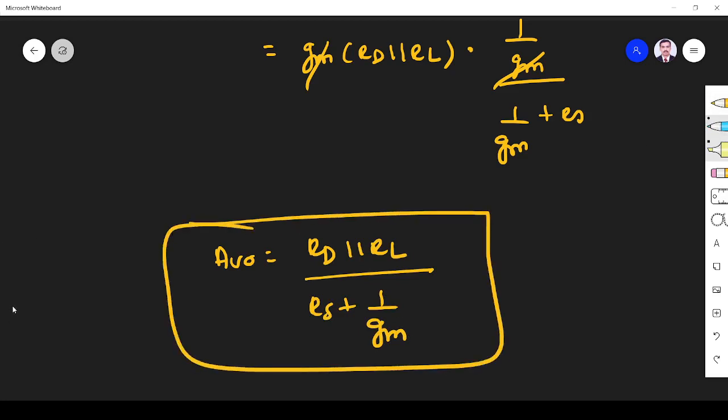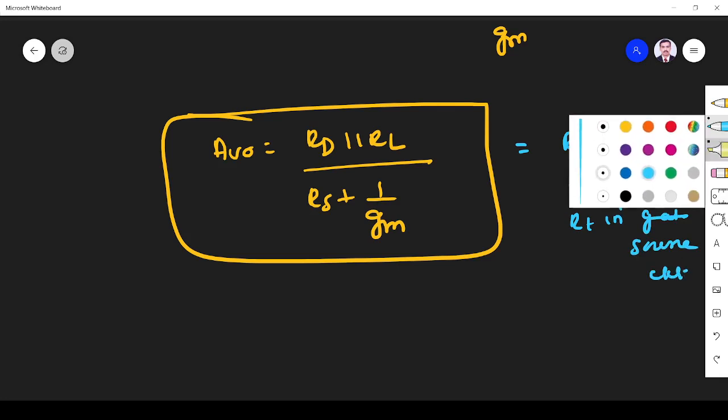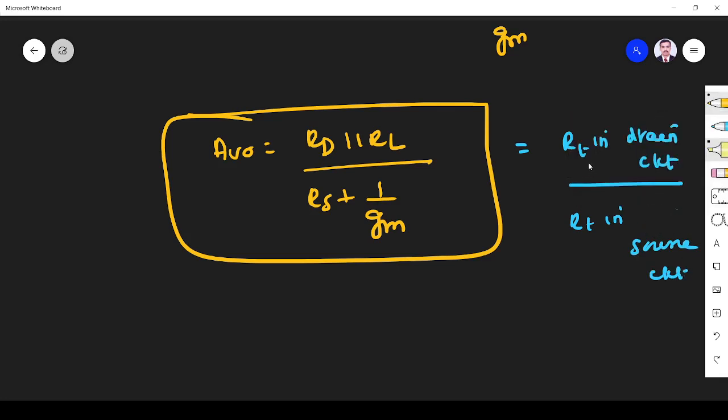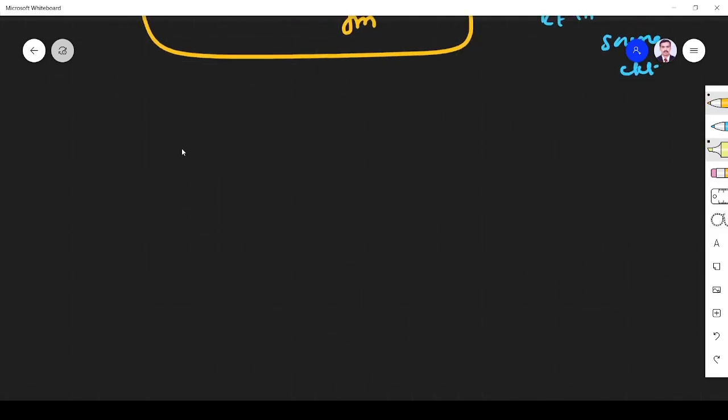Here you see the overall voltage gain. RD and RL both are resistances in the drain circuit, so this is the total resistance in the drain circuit. Rs is on the input side, and 1 by Gm is also on the input side, so it is the total resistance in the source circuit. So simply, voltage gain is the ratio of total resistance in the drain circuit and total resistance in the source circuit. These are all the things we have to remember whenever we work with the common gate.